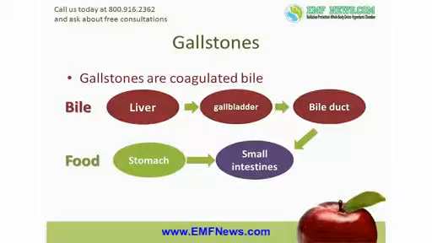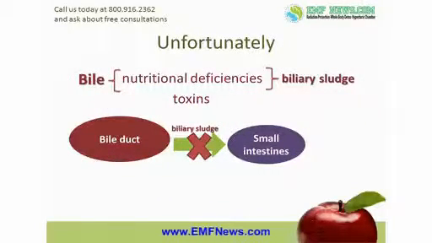Gallstones are nothing more than coagulated bile. Bile is the green alkaline liquid produced by the liver, which, among other things, helps us digest our food. The liver produces about 1 liter of bile a day and stores it in a muscular sac called the gallbladder. The gallbladder then squirts this bile down a tube called the common bile duct into the small intestines to mix with the food that comes from the stomach. Well, that's what's supposed to happen.